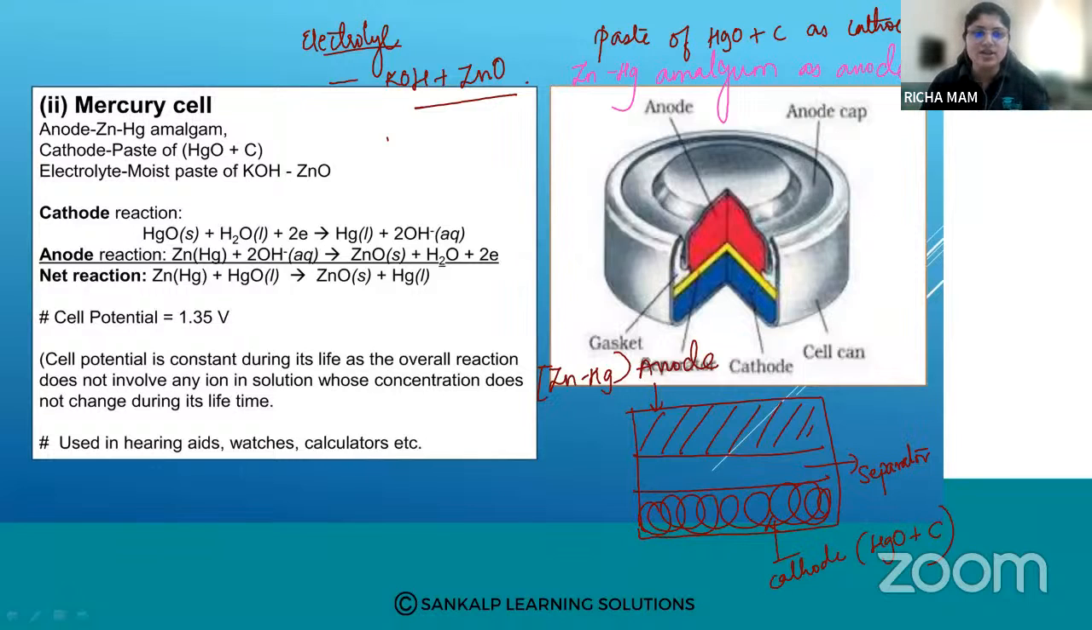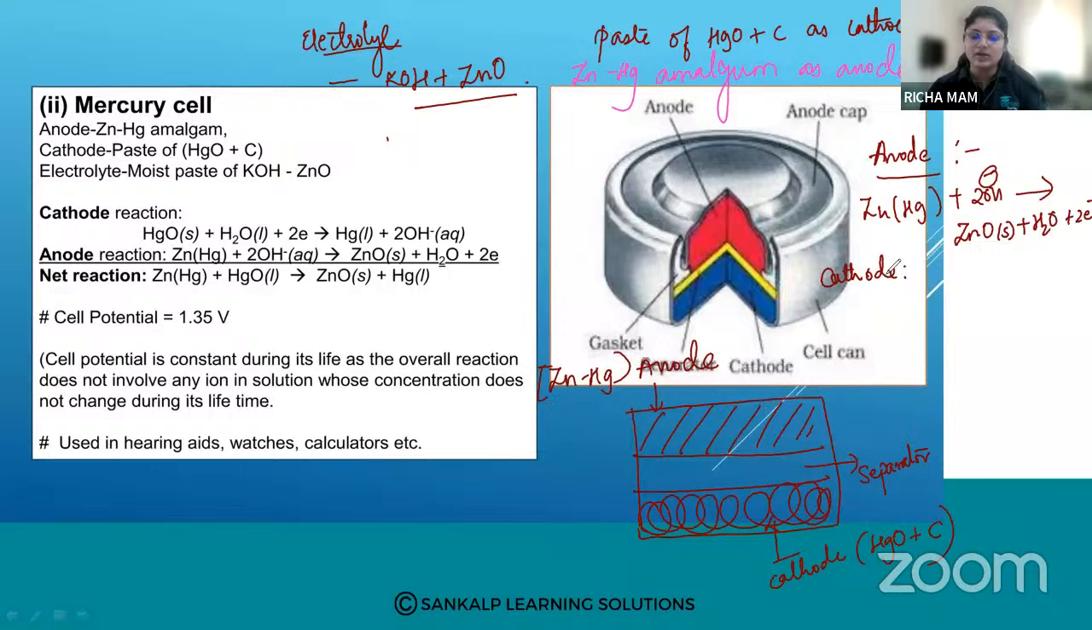So let us see the cell reactions now. At the anode: zinc amalgam, ZnHg, plus 2OH minus, giving ZnO solid plus H2O plus 2 electrons. At the cathode: HgO reacts with water plus 2 electrons, giving Hg liquid plus 2OH minus.